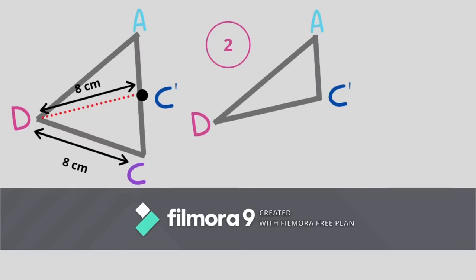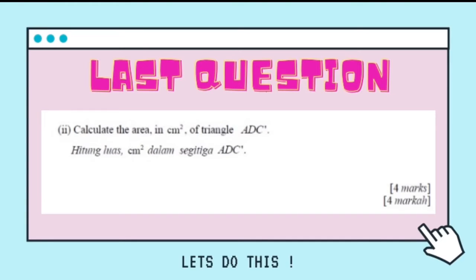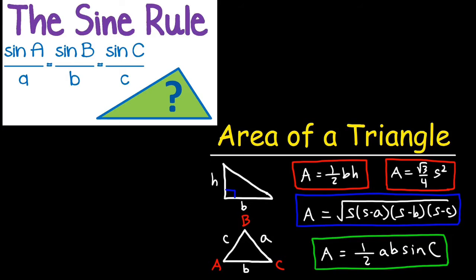So, I've drawn a line from point D to point C prime with the length of 8 cm. And I've drawn a triangle of ADC prime based on the line that I've drawn from point D to point C prime. Lastly, calculate the area in centimeter cube of triangle ADC prime. For the last question, we use both of this formula.